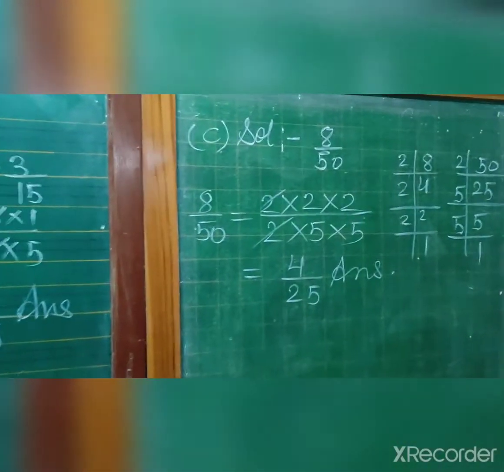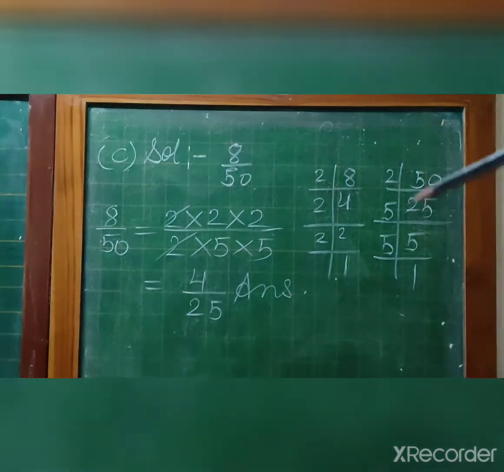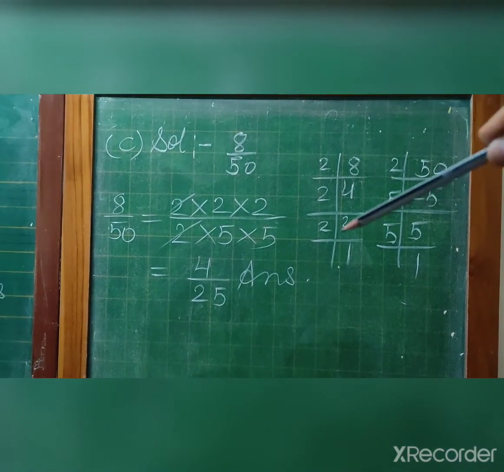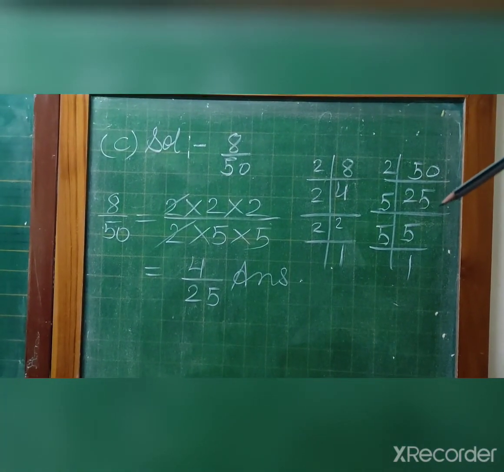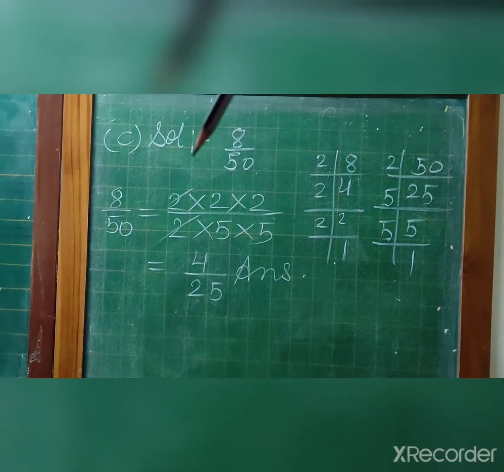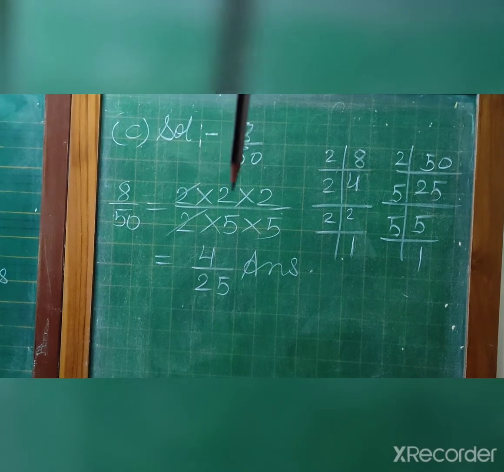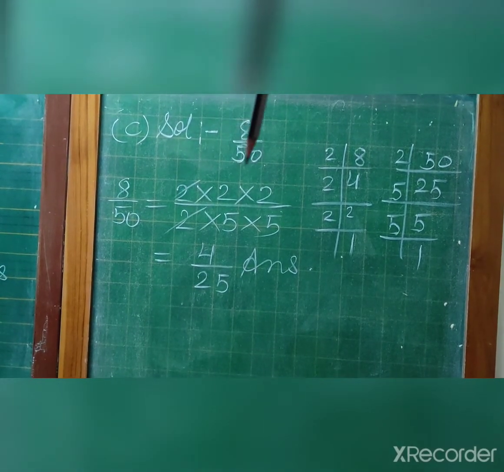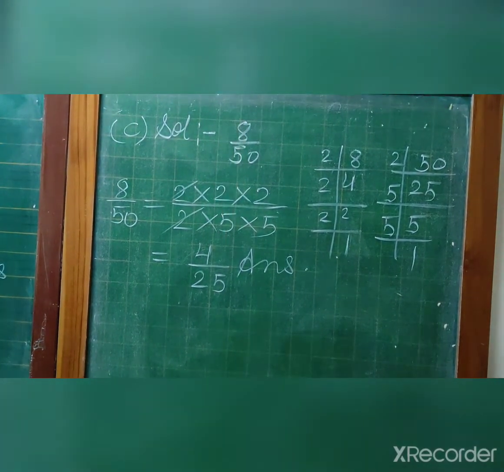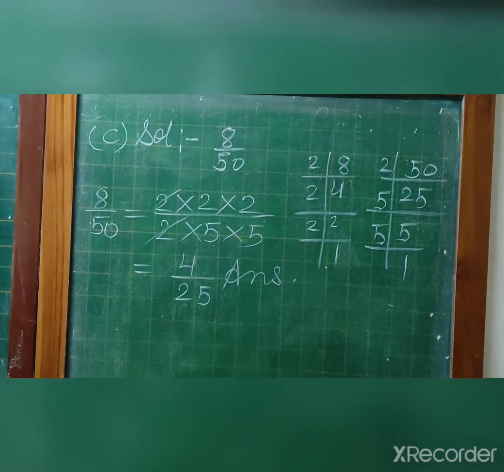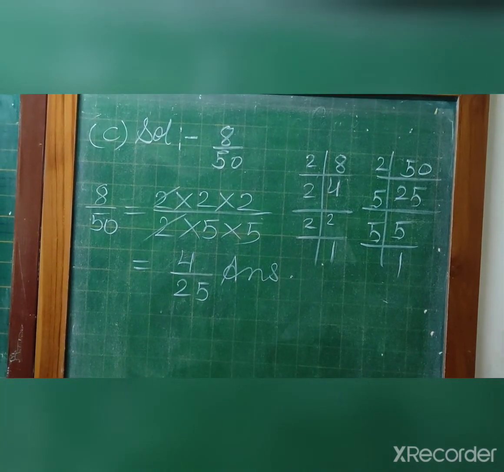And then C, 8 upon 50. 8 we can write as 2 into 2 into 2, and 50 we can write as 2 into 5 into 5. Cancel 2 by 2, so 2 2s are 4, 5 5s are 25. In this way you will change all the fractions into simplest form.